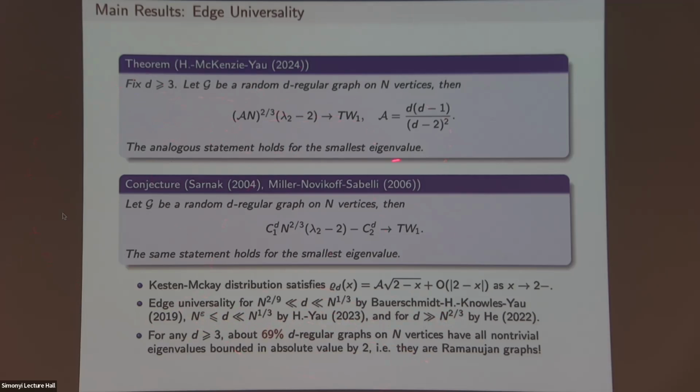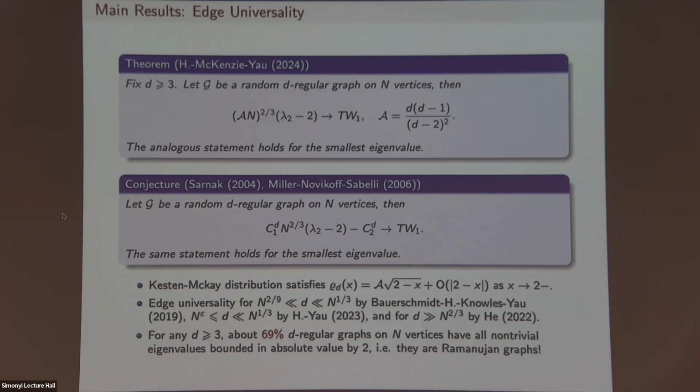So actually what we prove is slightly stronger than this one. We can prove the second largest eigenvalue and smallest eigenvalue asymptotically converge to independent copies of the Tracy-Widom distribution. So for Tracy-Widom distribution, 83% of the mass is on the negative side. So 83% of the chance lambda 2 is less than or equal to 2. And then 83% of the chance lambda n is bigger than or equal to minus 2. So they are independent. Then multiply them together, we get 69% of those d-regular graphs. They are Ramanujan graphs. Actually, more than half of those d-regular graphs are Ramanujan graphs.